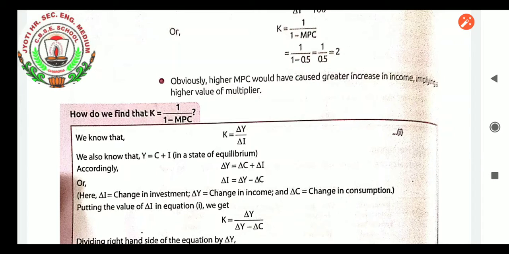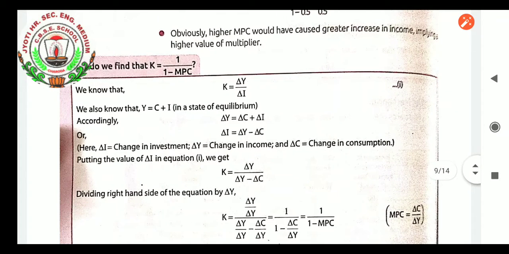So how do we find that k equals 1 divided by 1 minus MPC? If you want to derive this abbreviated formula, let us have that. We know MPC and MPS, I explained. Now I will elaborate this formula also, how we got it.